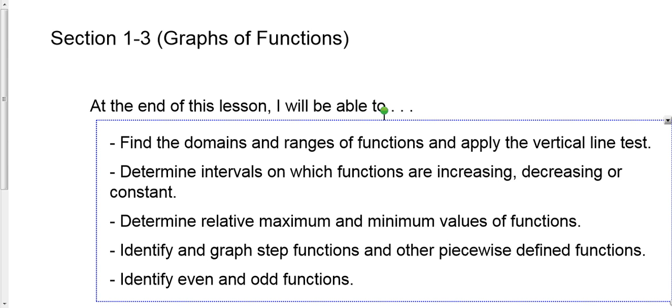All right. So we are doing section 1, fact 3 now. We talked about the definitions of functions. Now we're going to go into the graphs of functions. We're going to be able to find domains or ranges of functions and apply the vertical line test. We have already done that, have we not? Bam, done. But we're going to do it again, just for Department of Redundancy Department policy.